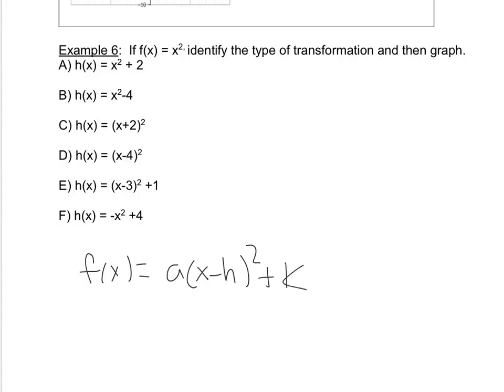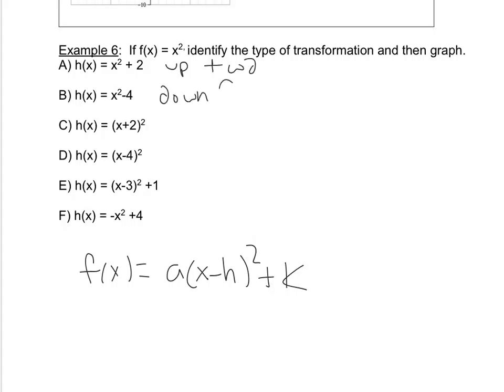And remember, a is a horizontal stretch or shrink. Also, if it's negative, it means reflected. H moves left or right, K moves up or down. So it says identify the type of transformation and then graph. Just get out your calculator and look at the graphs for these. Don't worry about the graph piece. So it said x squared plus 2. Well, that 2 is the K. So what does that mean? Up 2.